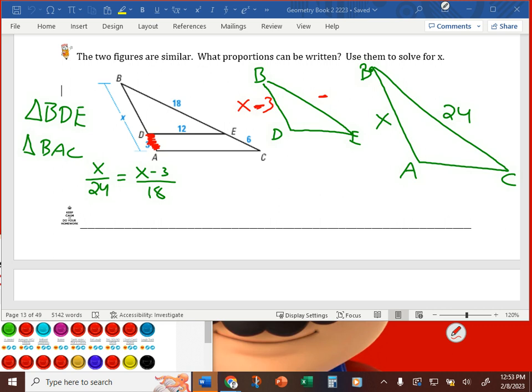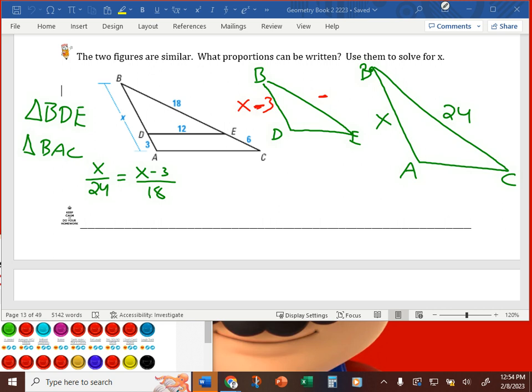Just throwing random numbers out there. If BA was 20, and this is 3, what would BD be? 17. 20 minus 3. If BA was 50, what would BD be? 47. 50 minus 3, or X minus 3, right? So the X minus 3 came from that BD will always be 3 less than whatever X is. Because X is the entire side, BD is only a section of it. So if we know what X is, take away that 3 that's not part of BD, and that's where X minus 3 came from. Okay?